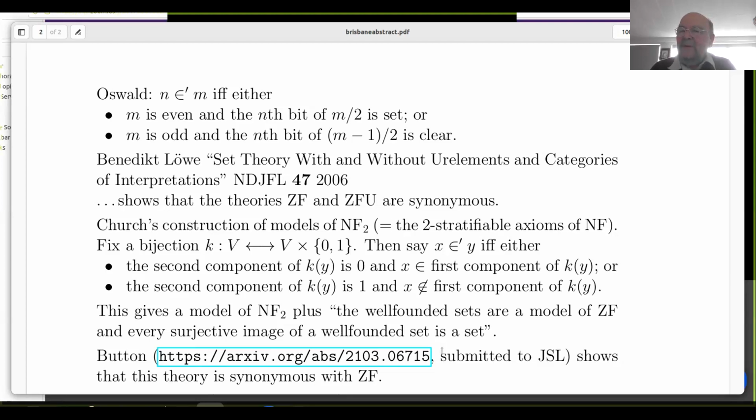Now, what should our response to this be? An awful lot of set theory. Most people who call themselves set theorists believe that ZF or some modification thereof is, I hesitate to use the word true, but I think one has to use it. This is what people think. But then if ZF is synonymous with this theory of Church's, and one of them says that there's a universal set and the other one doesn't, I think we have a problem. What is the correct way to describe this situation?